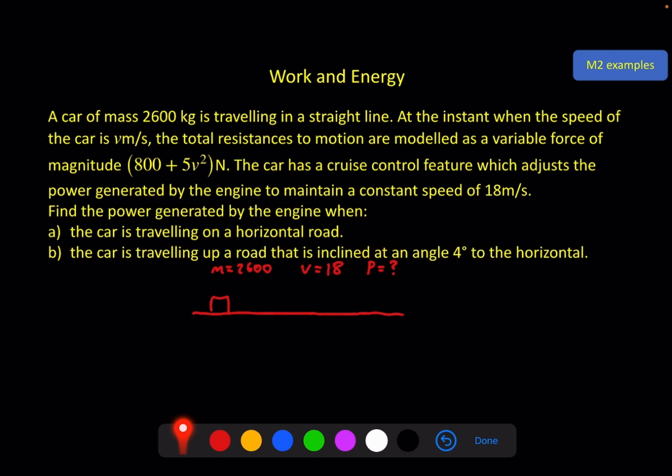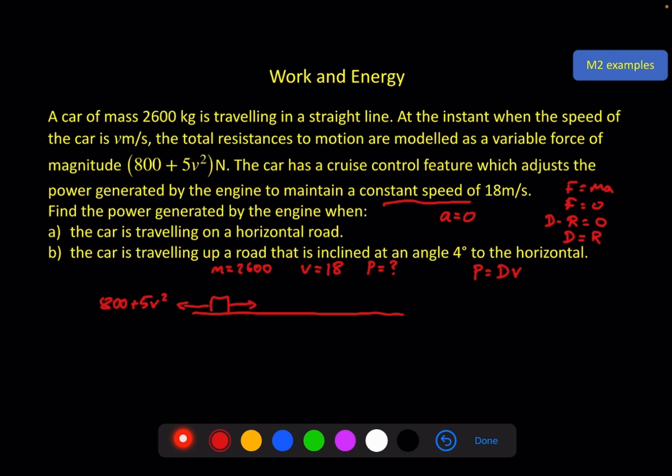So to find the power, we're going to need to use P is equal to the driving force of the engine times the velocity. We know the velocity stays constant at 18, so we need to find the driving force. The resistances are variable at 800 plus 5v squared. With a constant speed of 18 meters a second, that means we've got zero acceleration. So using F equals ma, the resultant must equal 0. We're on a horizontal road here, so there's no element of gravity coming into this, so the driving force minus the resistive forces is 0. Driving force must equal the resistive forces.